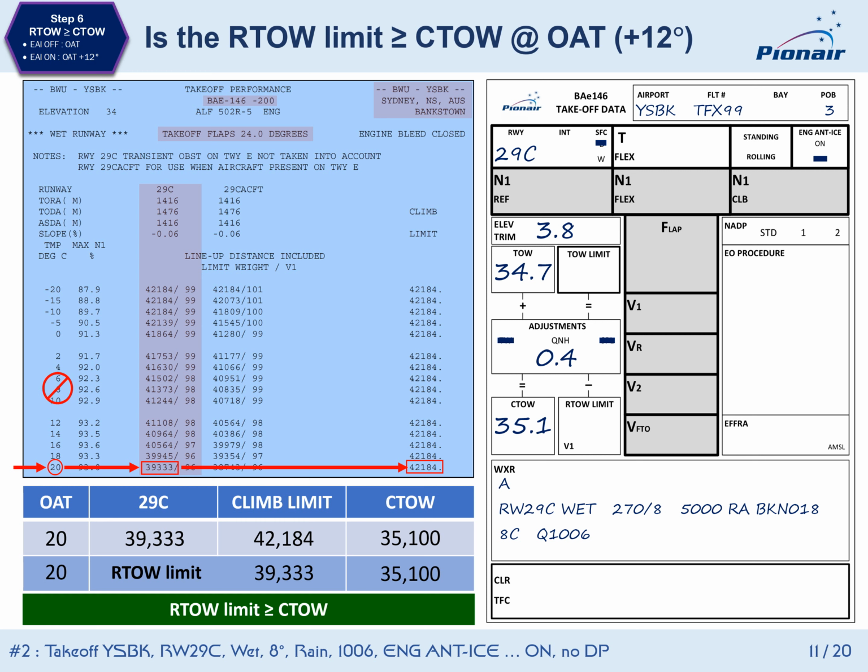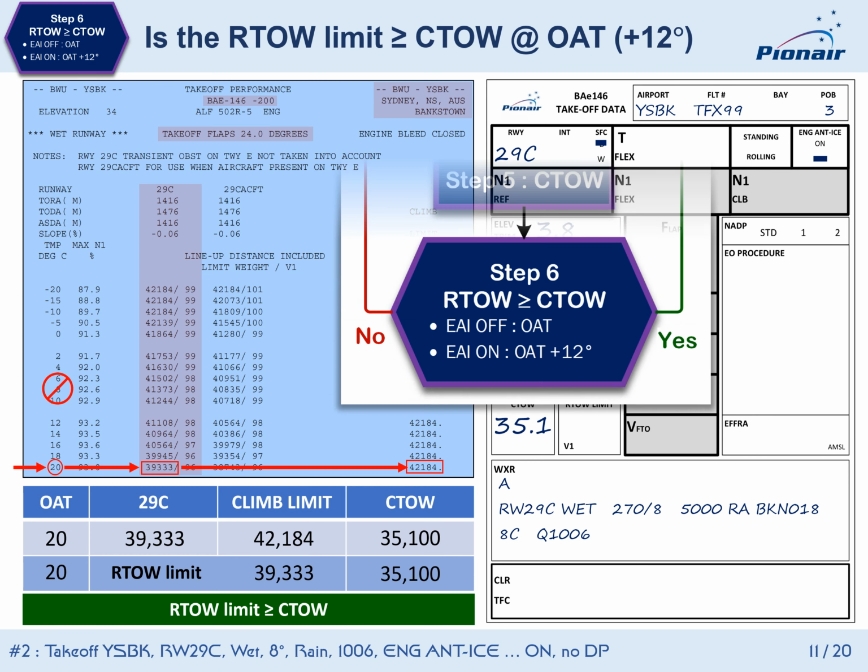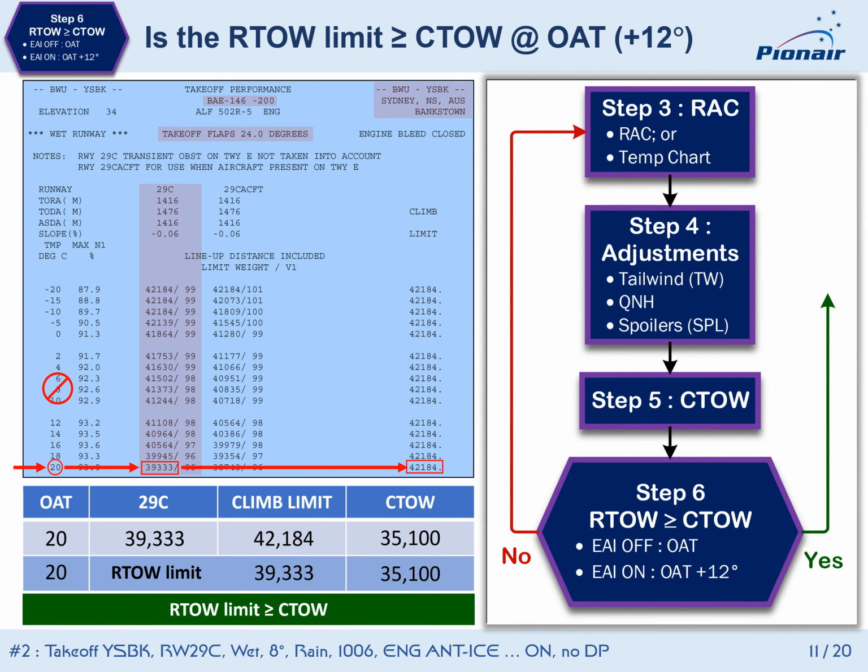The upshot of all this is that we can actually take off today if we need to with full reference thrust. On the other hand, if we can't take off today using reference thrust, we need to go back to step 3 and reconsider some of the fundamental conditions. Can we get a longer or different runway, a different flap setting? Do we need to offload?